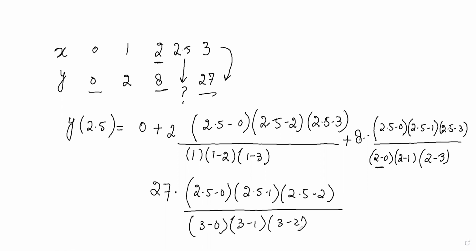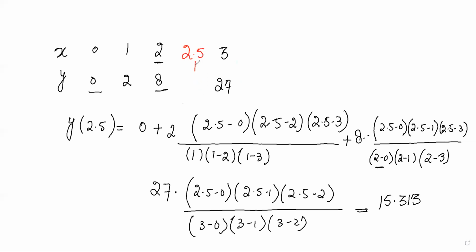Now we'll solve this. Can we quickly solve it? This comes out to 15.313. So we can add to our table: the value of x is 3, the value of y is 27, and at the value of x equal to 2.5, the value of our y is 15.313.